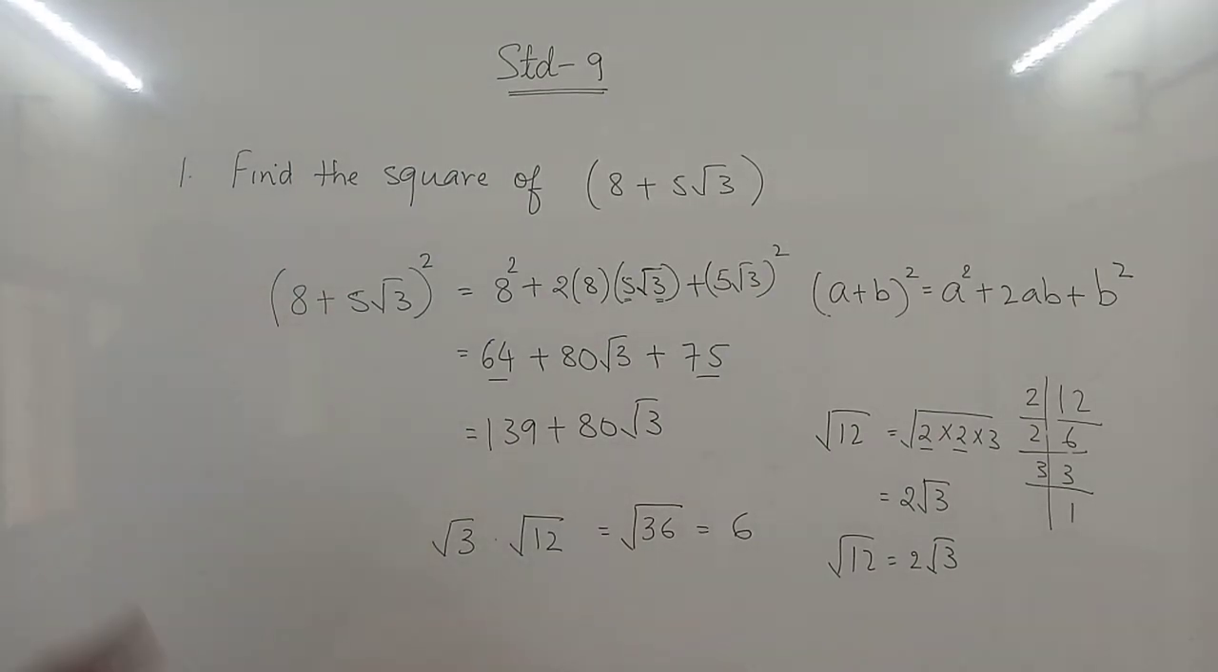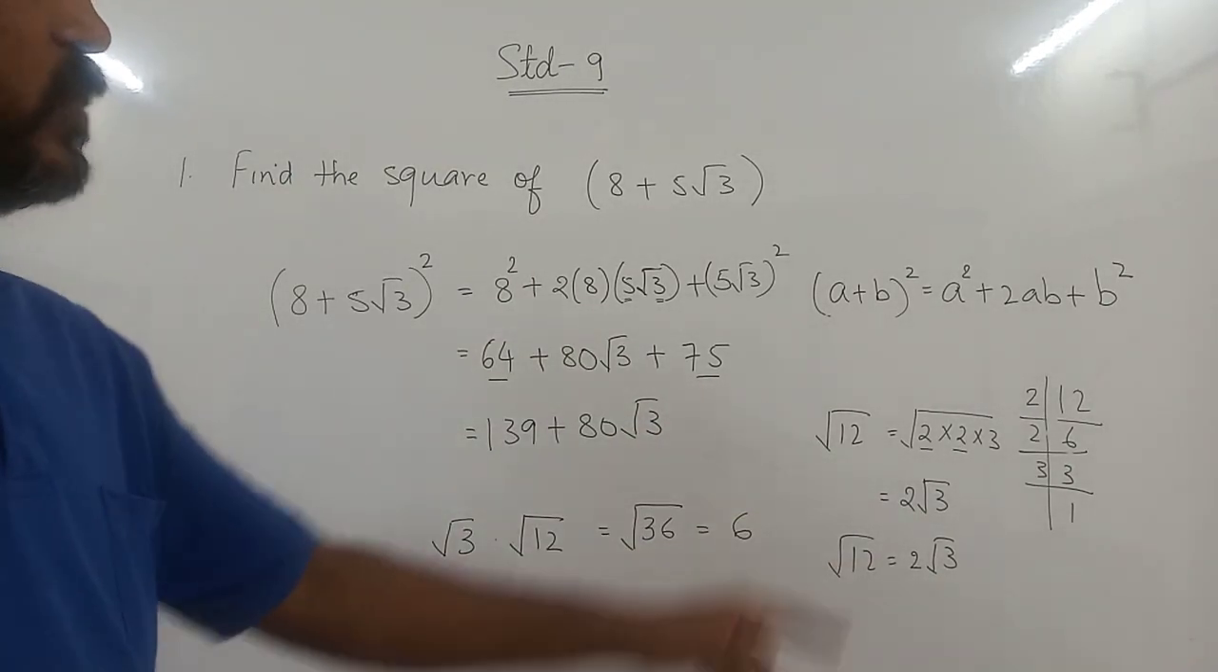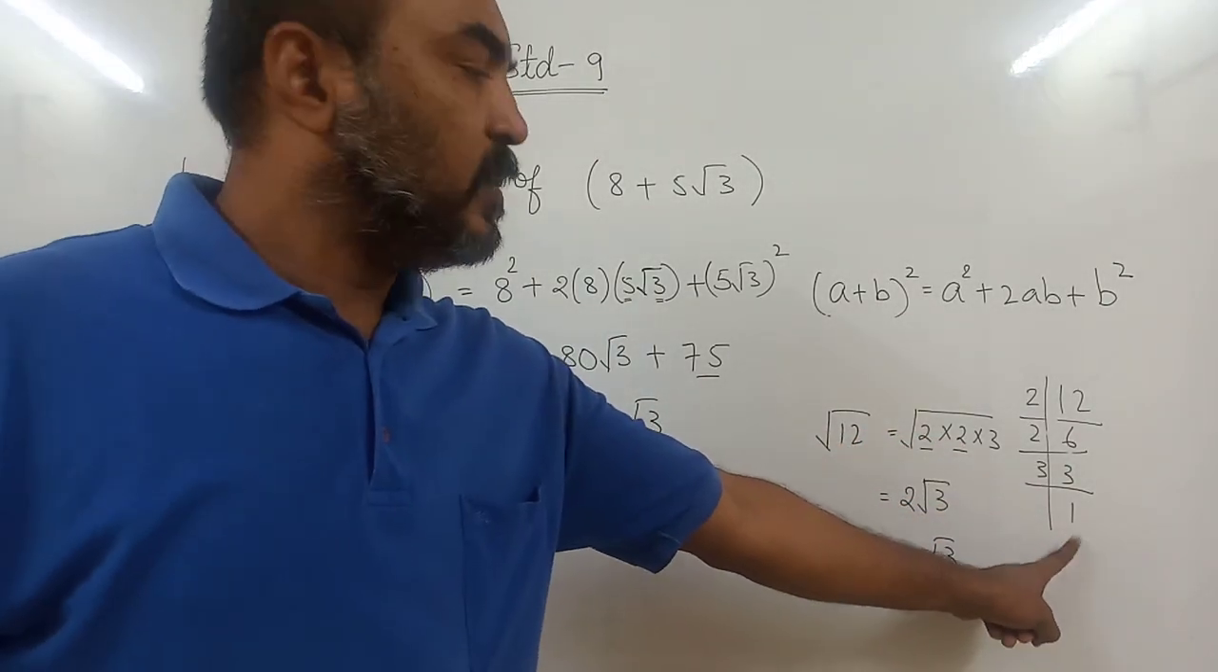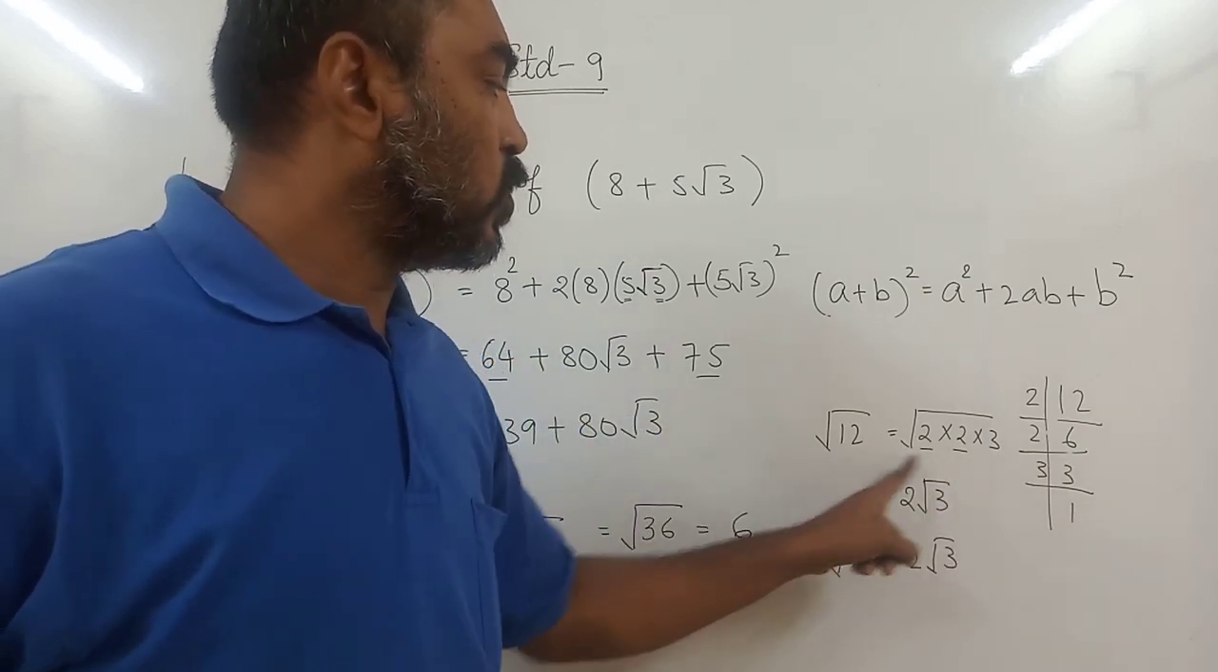So you can see these irrational numbers can be represented in so many different forms. You have to keep a quick watch on this, and by practice you will understand. So we have done this method of prime factorization in the 6th or the 7th standard. Then we saw how to find the square root of numbers.